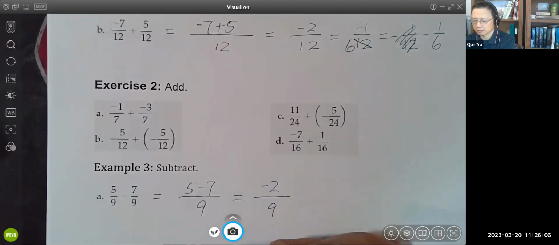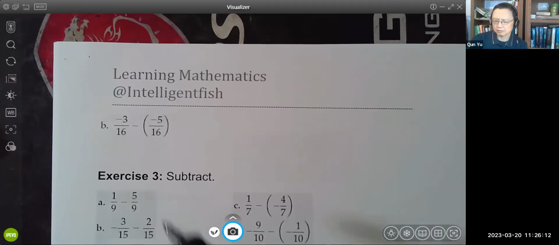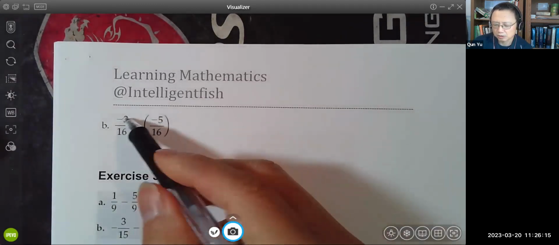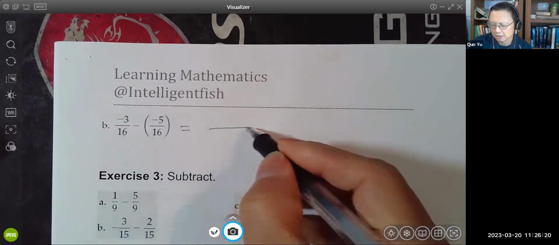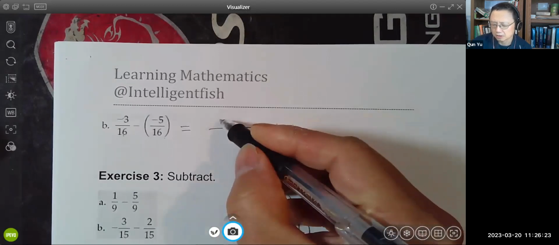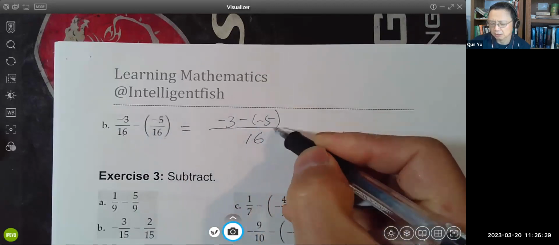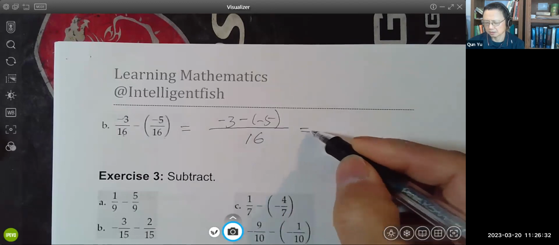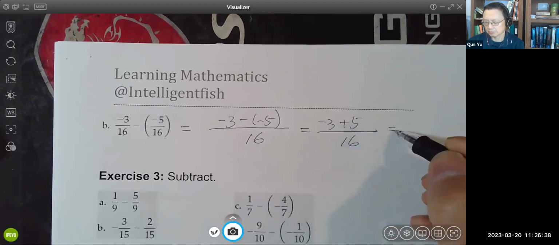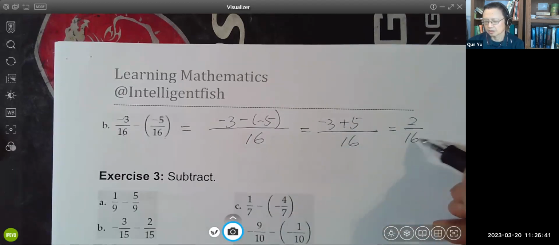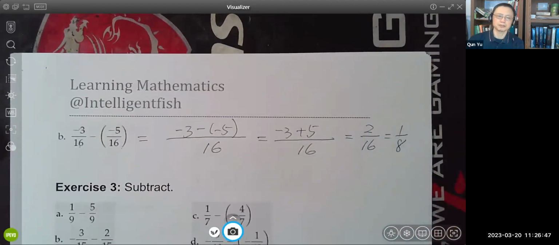Let's move on to the next page. For the second example, even though we have both numerators negative, we still have the same denominator. So we operate the same way. We have the same denominator in the result. So on the top, -3 minus -5. So minus minus equals plus. -3 plus 5, which is +2. And simplified on both sides, divided by 2, we get 1/8. 1/8 is the final answer.